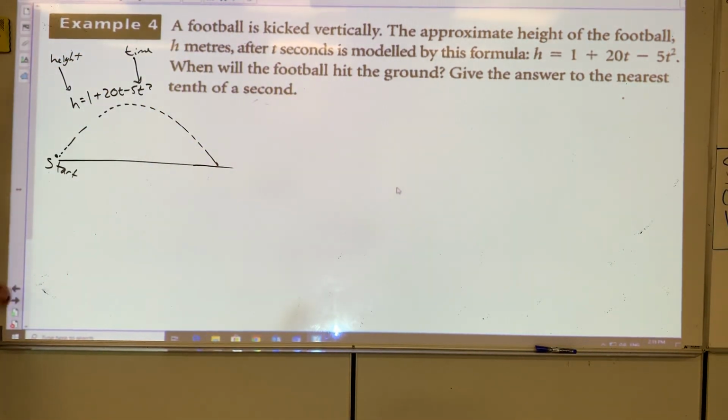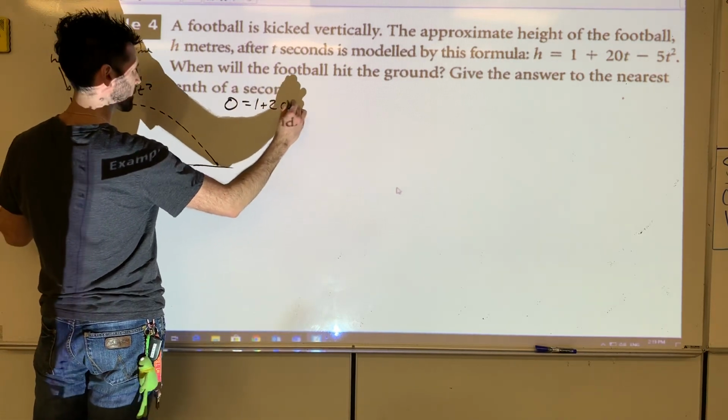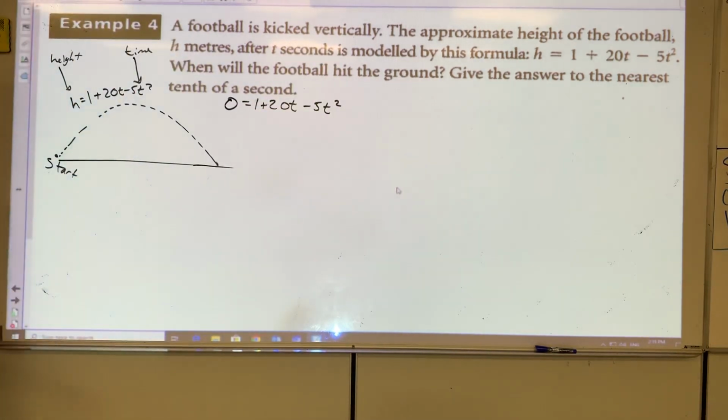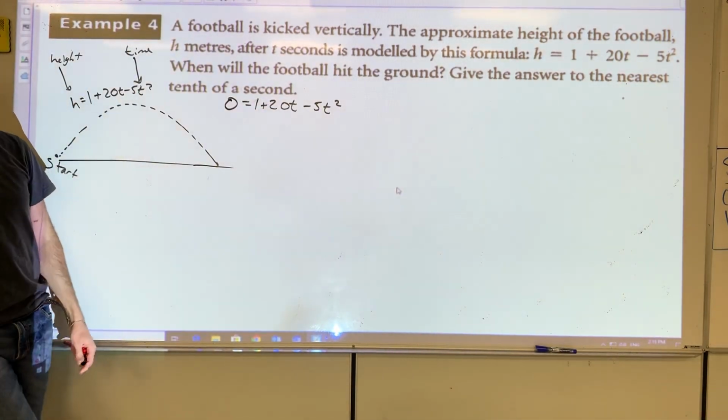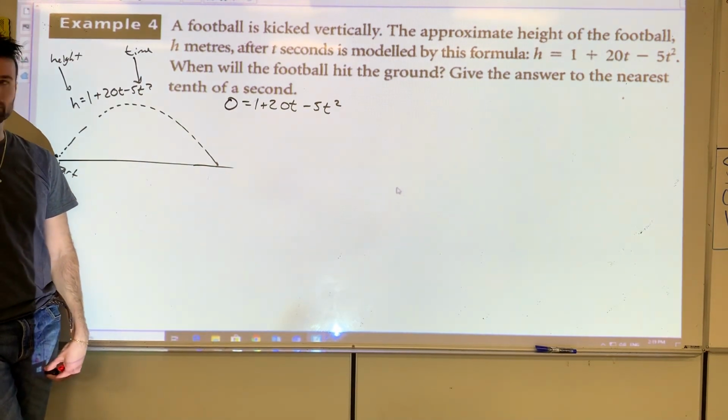So what does it mean when the football hits the ground? What will the height be? 0, perfect. So now we're solving this equation. There. Can we factor that? Not easily.